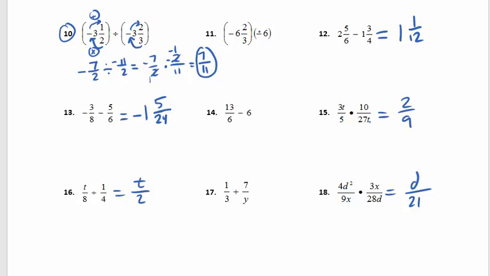Okay, question 11, same thing. I'm multiplying, but I've got this mixed number. So let's change that one. Work in a circle. 3 times 6 is 18. 18 plus 2 is 20. So that's negative 20 thirds. Let's also write this as a fraction. Negative 6 I write as negative 6 over 1. Anytime we want to write a whole number or an integer as a fraction, you just take that number and write it over 1.